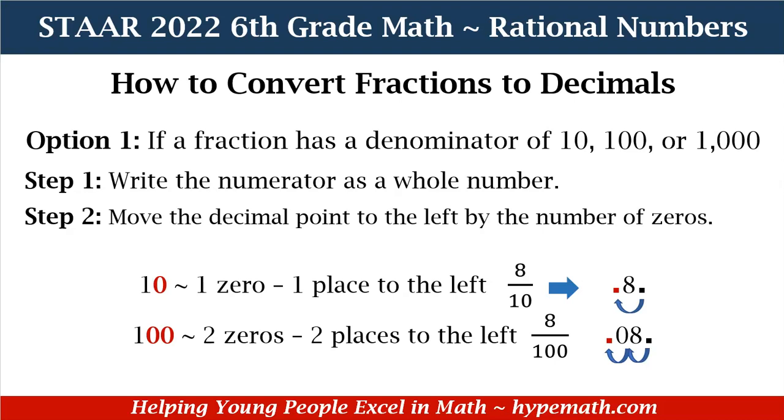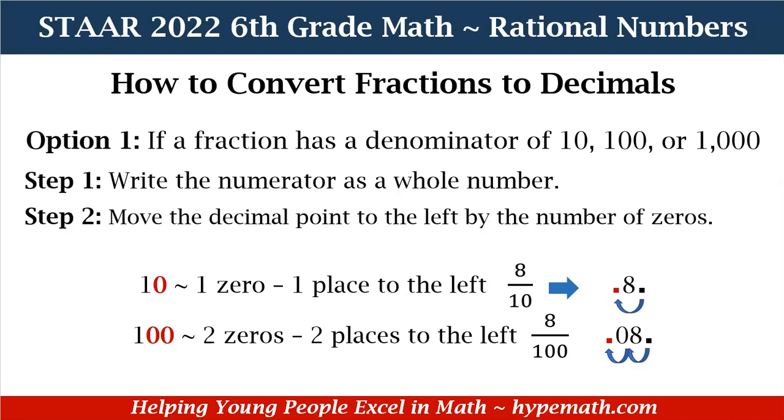Let's take a look. We have 8 tenths, and we see that there is 1 zero in the denominator, so we are going to write our numerator, which is 8, as a whole number. The decimal is right after the whole number, so it is 8 point. We're going to move it one place to the left, and that will make it 0.8.